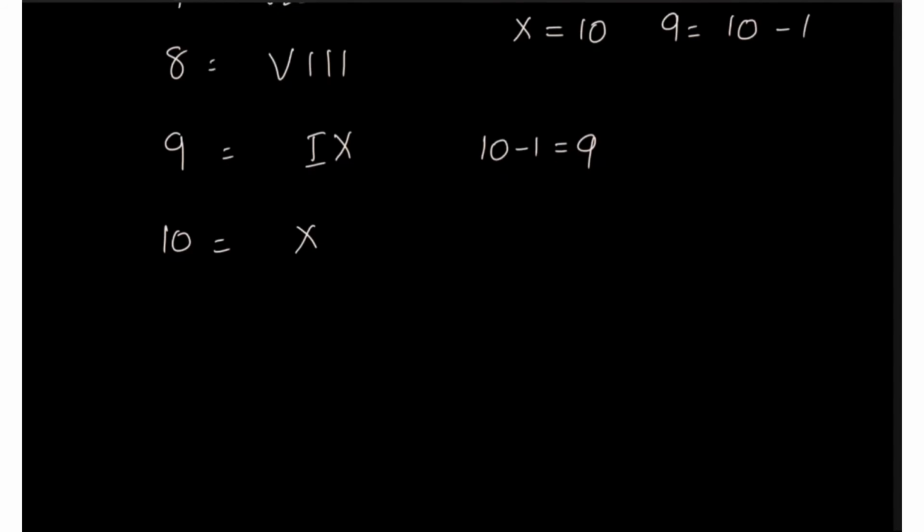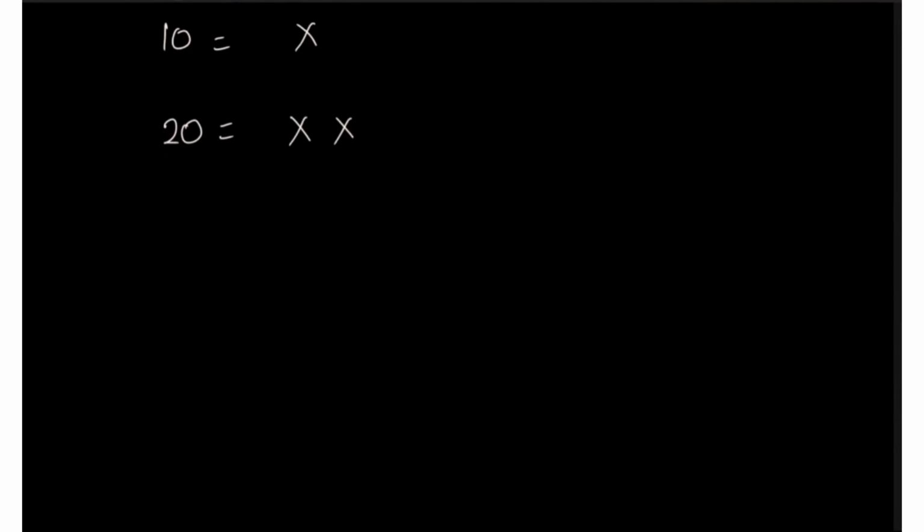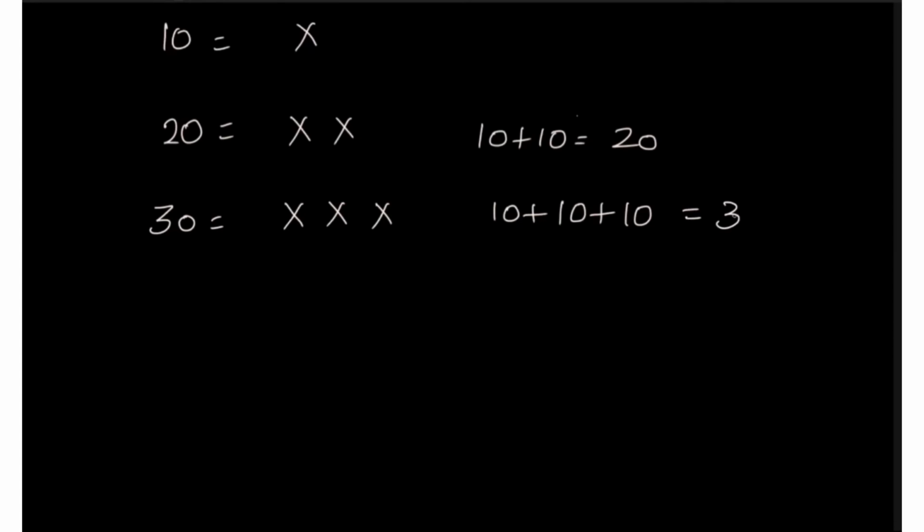We already know that. Next we can find another number, 20. 20 means X can be repeated 2 times. So 20 equal to 10 plus 10 equal to 20. Next is 30. For 30, X can be repeated a maximum of 3 times. So it is equal to 10 plus 10 plus 10 equal to 30.